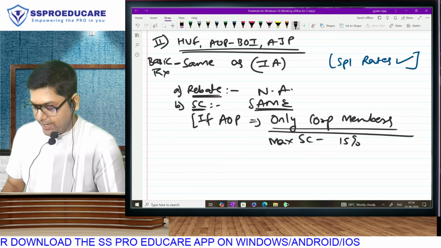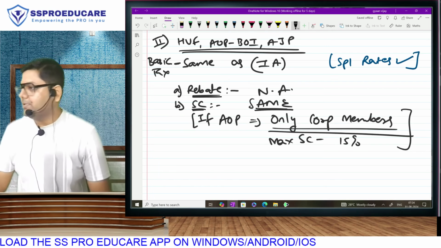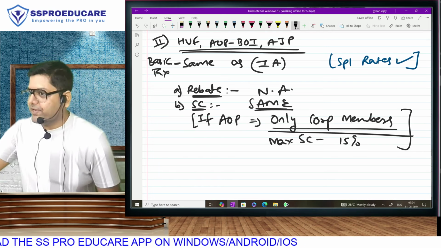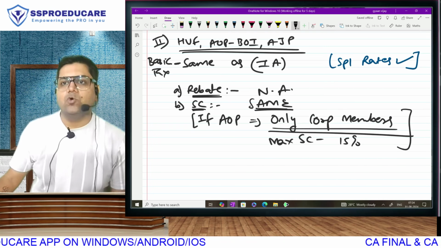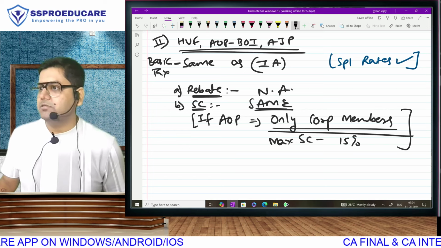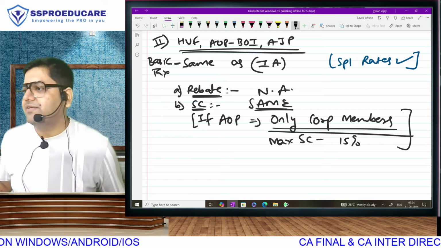In other words, if you want for your understanding, you may write that 25 and 37 is not applicable. So after 1 crore it will remain 15, after 2 crore it will remain 15, after 5 crore 25 and 37 is completely inapplicable. If there is an AOP which has only companies as members, then only 15%, meaning 10 and 15, 25 and 37 not applicable.